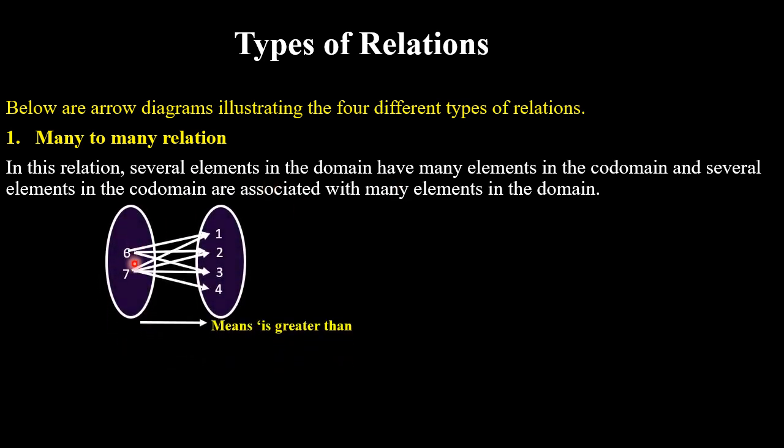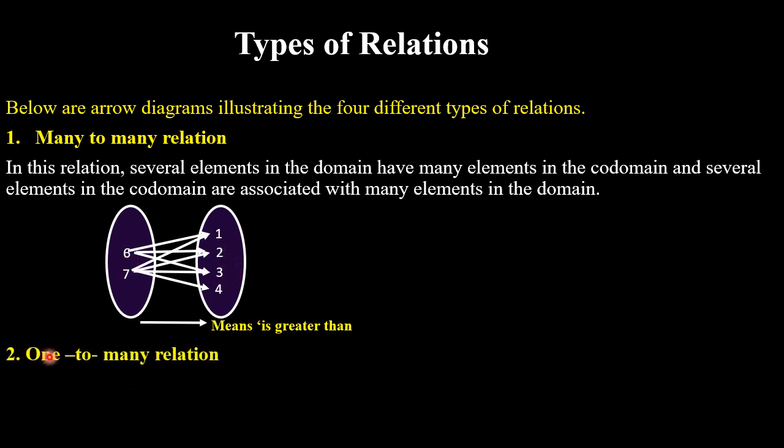So as we see here, this is the domain, this is the codomain, and we see that one element is associated to many elements here. So many elements in the codomain, several elements in the domain have many elements in the codomain, and this expression here means these are greater than these.